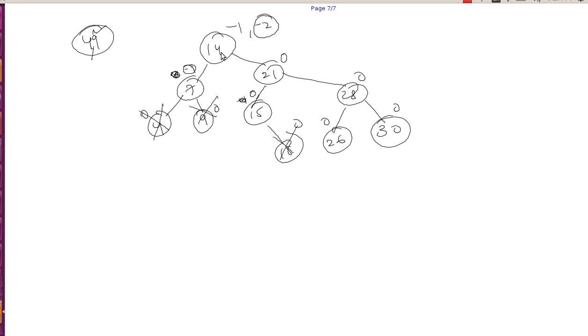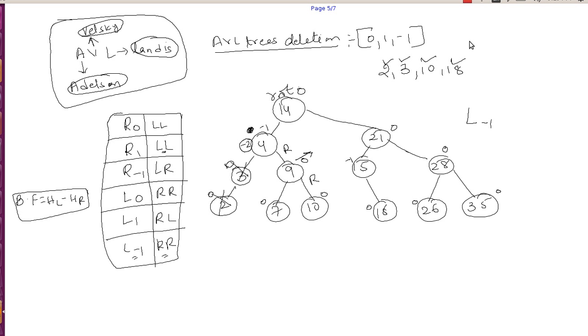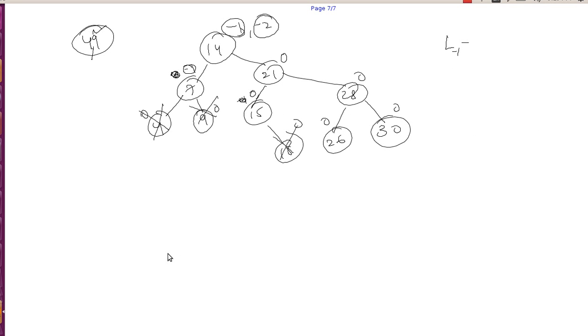So with respect to this node, you have deleted the element on the left-hand side. And what was its previous balancing factor for us? L minus 1. So what is L minus 1? L minus 1 is RR for us. So with respect to this node, you apply RR rotation. When you have RR rotation, you pull the element between both the R's. So 21 becomes the root, right-hand side will be the same for you.